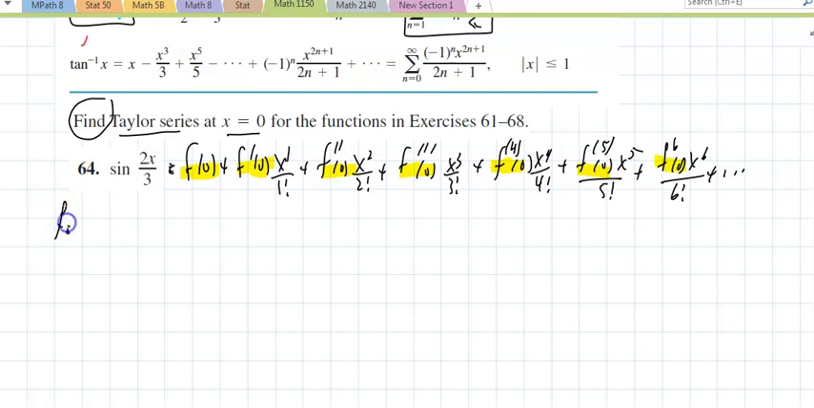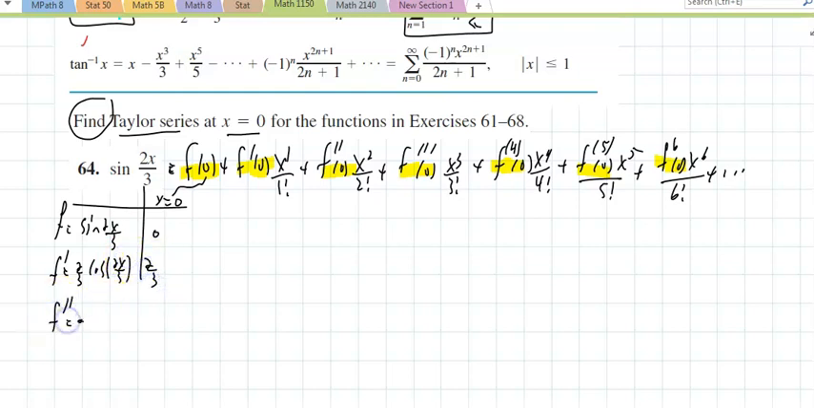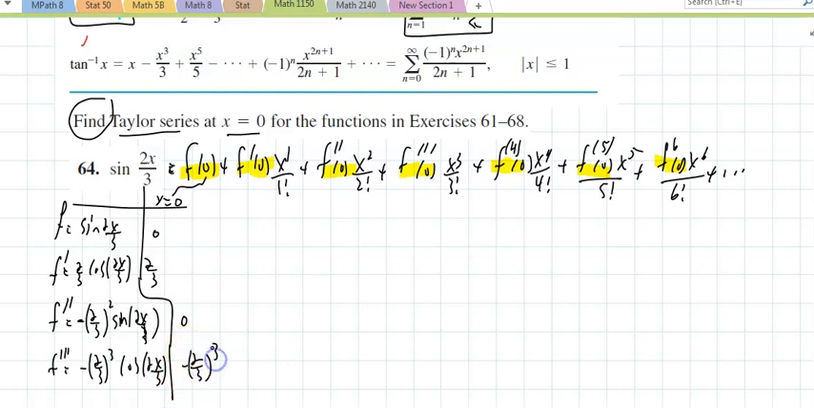I need to know f is the sine of 2x over 3. And if I evaluate that at x equals 0, that's a 0. F prime is 2/3 the cosine of 2x over 3. At 0, that's 2/3. F double prime is negative 2/3 squared the sine of 2x over 3. At 0, I'll get a 0. F triple prime, that is negative 2/3 cubed, and I wouldn't multiply those because I want to figure out the pattern, cosine of 2x over 3. At 0, that's negative 2/3 cubed.